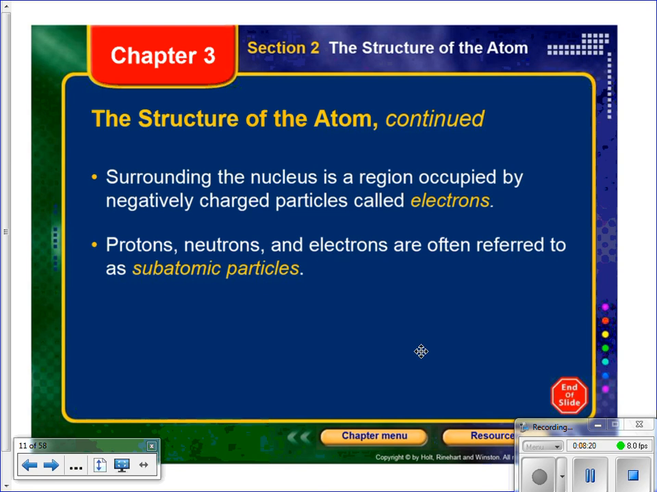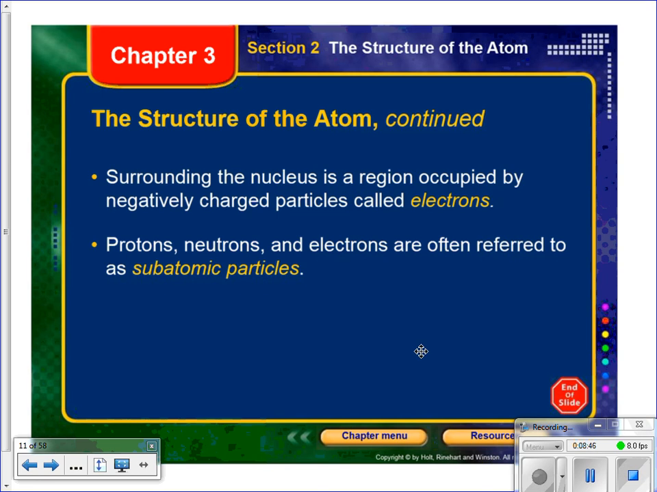Electrons are so incredibly small that their mass doesn't really change the mass of the element very much. So when we start talking about ions and giving away electrons and gaining electrons, the mass of our atom really won't change very much because of that. Protons and neutrons give the atom its mass. Electrons give the atom its volume or its size.